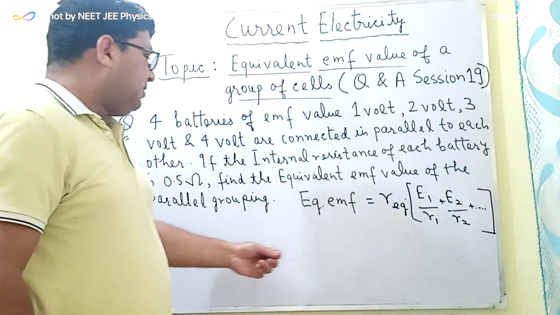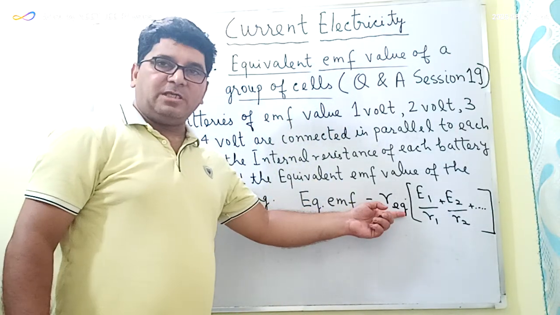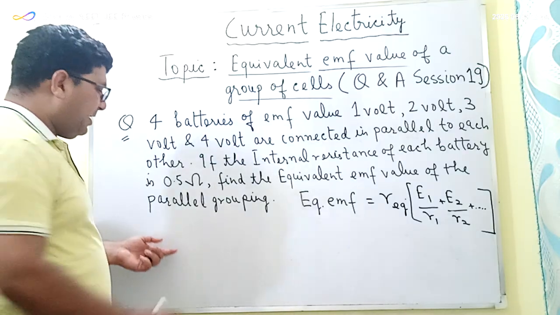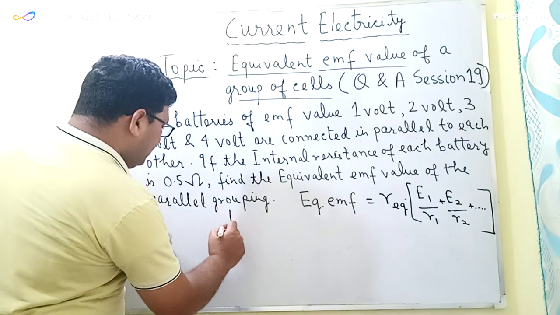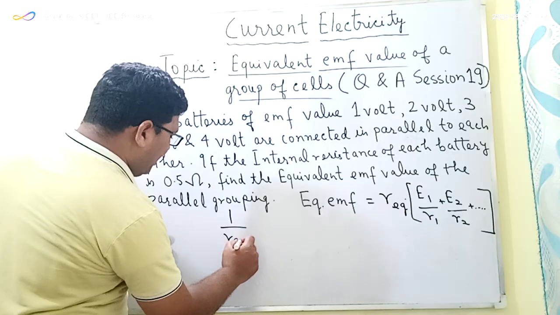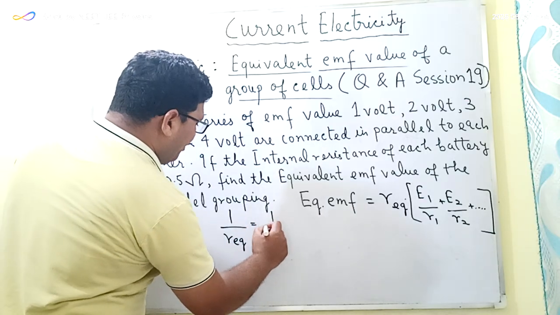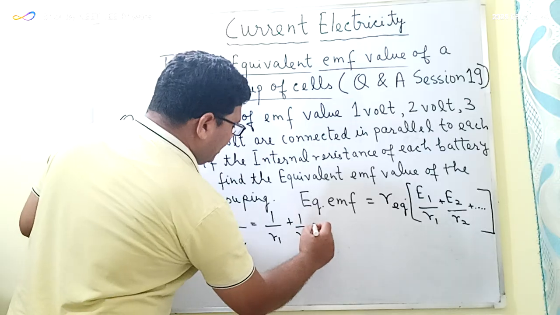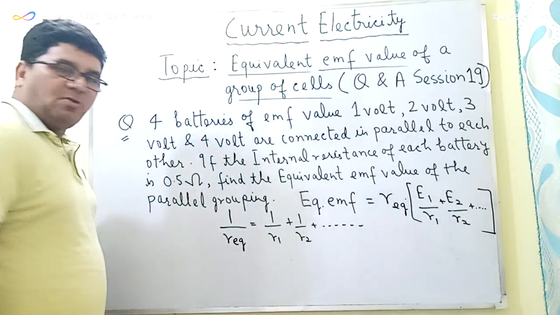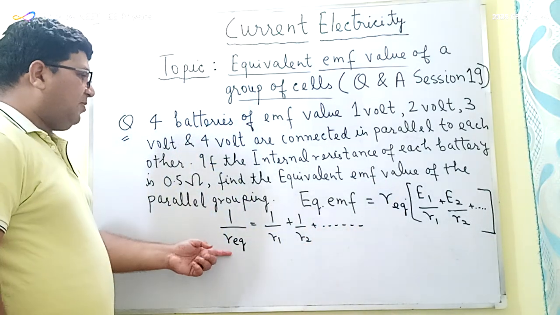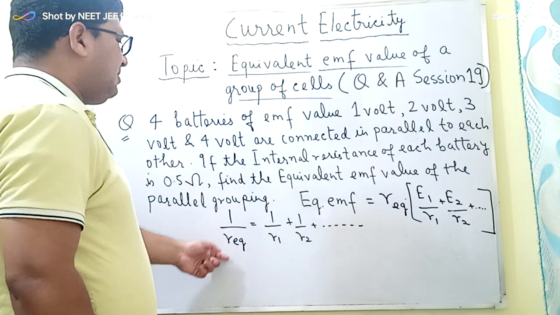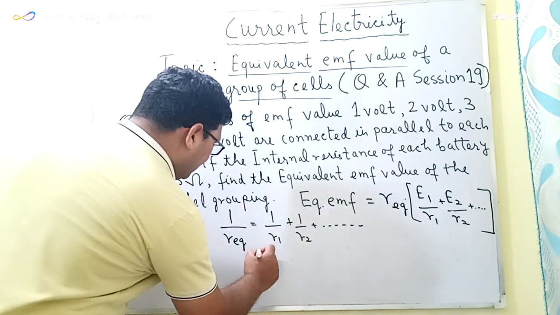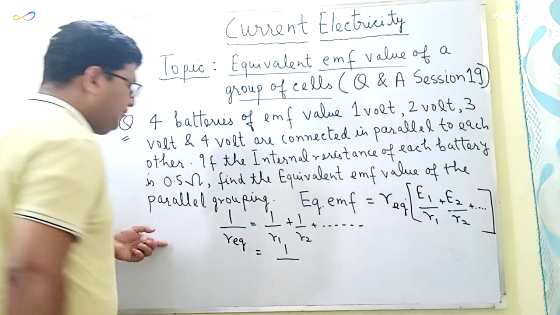Here R equivalent is the equivalent resistance of this parallel grouping, and it is given by the equation 1 upon R equivalent is equal to 1 upon R1 plus 1 upon R2 plus and so on. So first of all we will find the value of the equivalent resistance of this parallel grouping. So this will be equal to 1 upon R1.